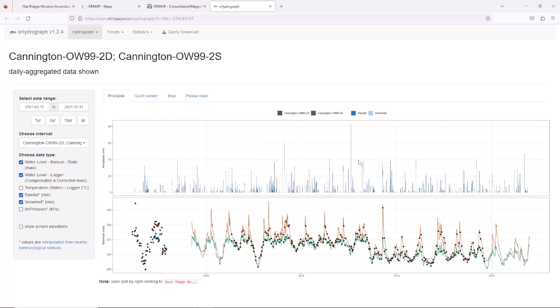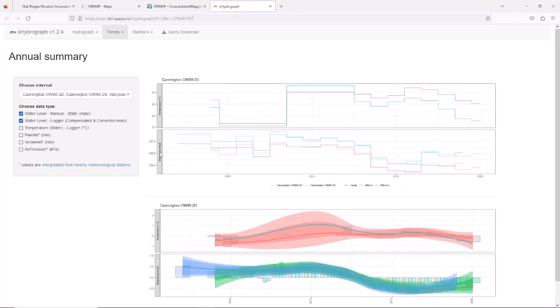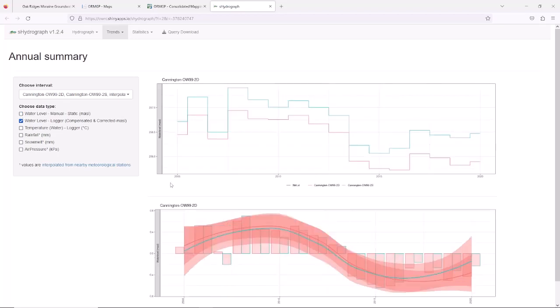But really what I want to stress in this video is up here at the very top, right next to the hydrograph option, there's a drop down for trends, and I'm going to click on annual summary. Again, all these different parameters show up, but I just want to look at a couple of things quickly. So I'm going to turn off some of the different information. I'm just going to look at the logger or the transducer data.